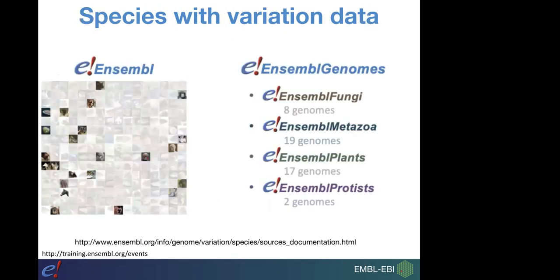In Ensembl, we have about 23 vertebrate species with variation data. So humans are the most well studied, but we do also have variants identified across model organisms such as mouse, rats, agricultural species like cows and sheep, and obviously also Atlantic salmon. And there is also variation data available for some of the genomes in Ensembl Fungi, Metazoa, Plants, and Protists.